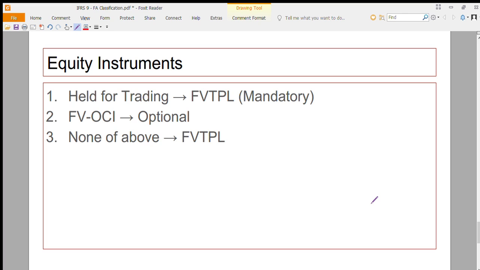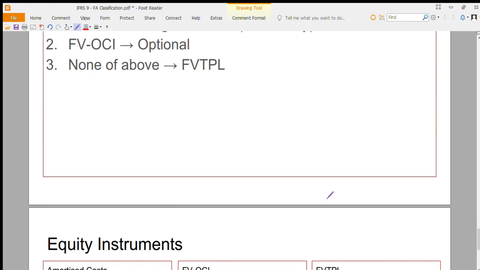For an equity instrument, it's relatively very simple. At the time of initial recognition, you look at whether you bought it for trading purposes. If you have bought it for trading purposes, then it is mandatory for you to classify it under fair value through profit or loss. That is the 3rd category. If it is not, then you have an option to put it under fair value through other comprehensive income or fair value through profit and loss. It's relatively a straightforward approach.